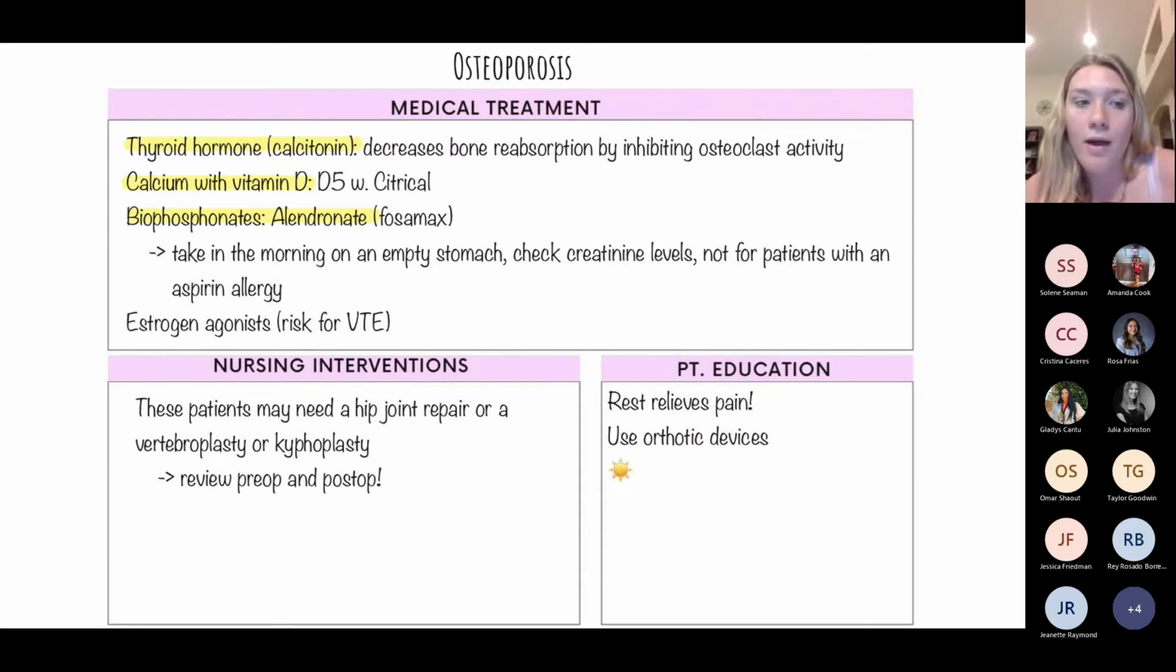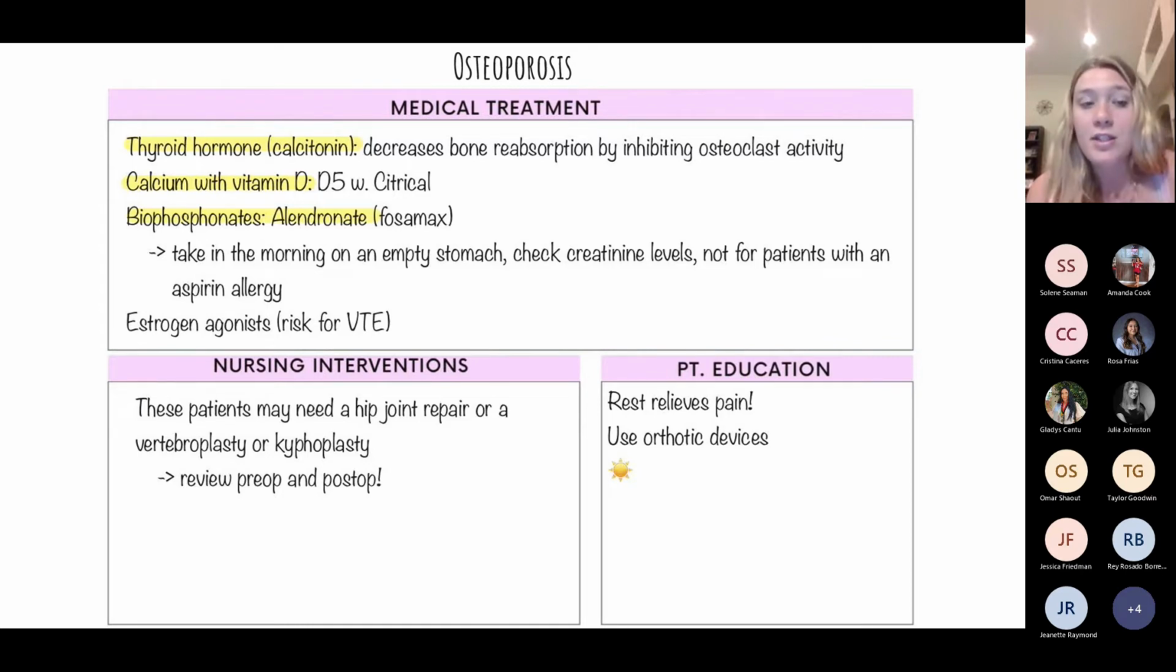So what can we do to help? Well, we can give them thyroid hormone, calcitonin. This helps inhibit that osteoclast activity, so it's going to stop our body from taking calcium from the bones and putting it out to the body. We can also give them some calcium with vitamin D, specifically D3 with Citracal. We can give them bisphosphonates. Just keep in mind they need to be taken in the morning on an empty stomach. And then estrogen agonists. These are for women because we know that postmenopausal women, with those issues with estrogen, have a really big risk factor for osteoporosis.